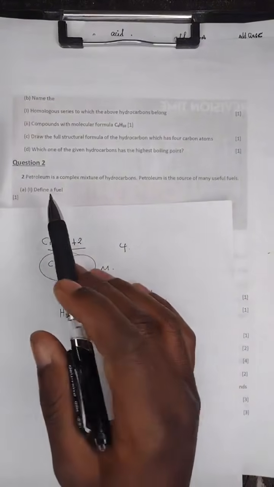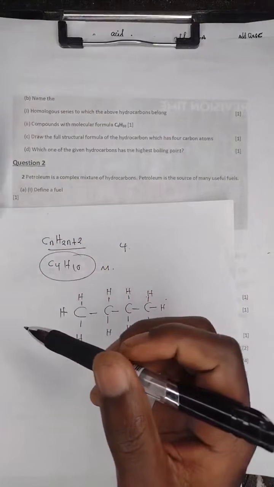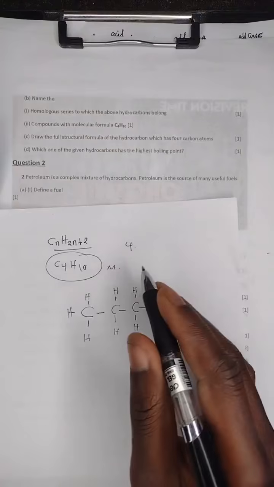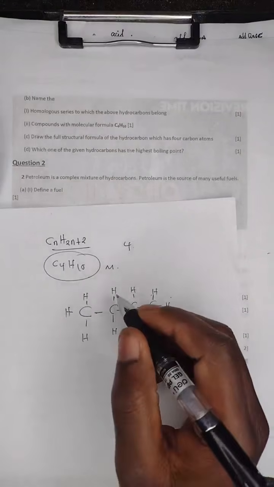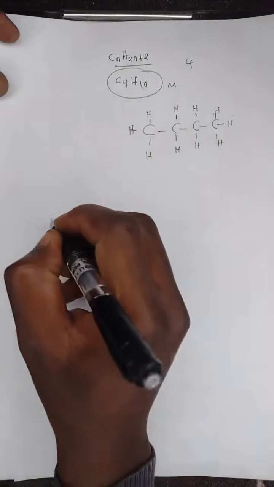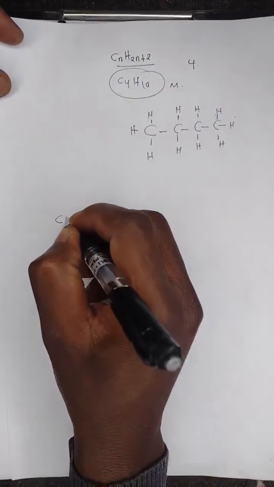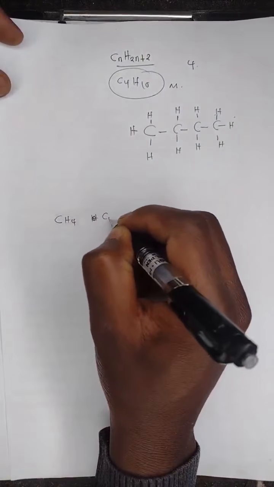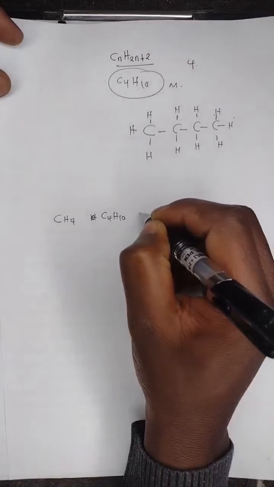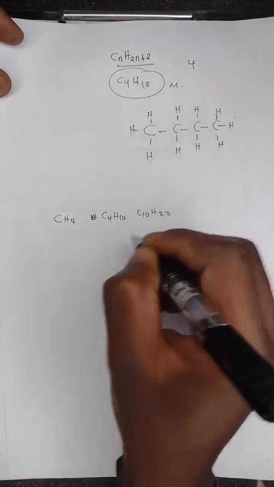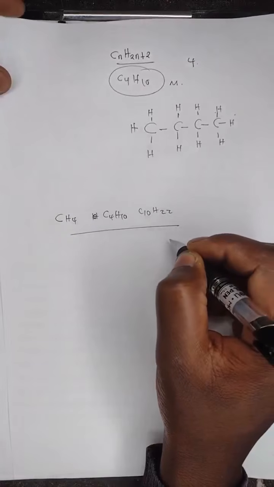Let us look at D. Which of the given hydrocarbons has the highest boiling point? Okay, so just to give you the hydrocarbons that we are looking at, we have methane, we have butane, we have decane, C10H22. Which of these has highest boiling point?